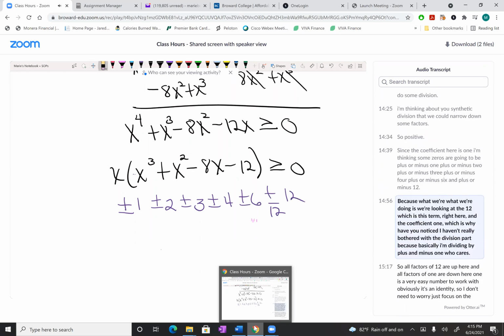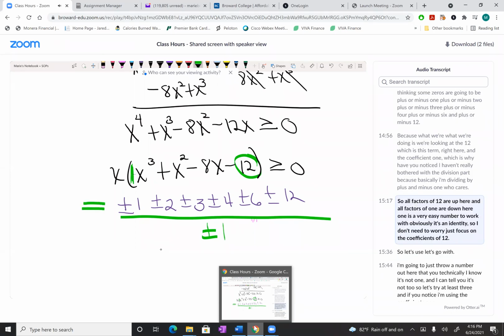Because what we're doing is we're looking at the 12, which is this term right here, and the coefficient 1, which is why, if you notice, I haven't really bothered with the division part, because basically I'm dividing by plus and minus 1. Who cares? So all factors of 12 are up here, and all factors of 1 are down here. 1 is a very easy number to work with. Obviously, it's an identity, so I don't need to worry. Just focus on the factors of 12.